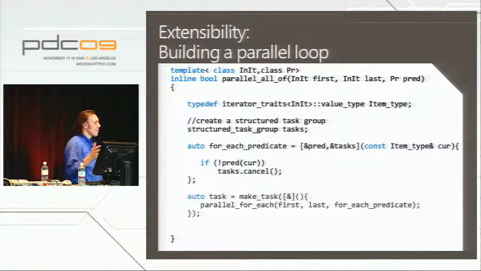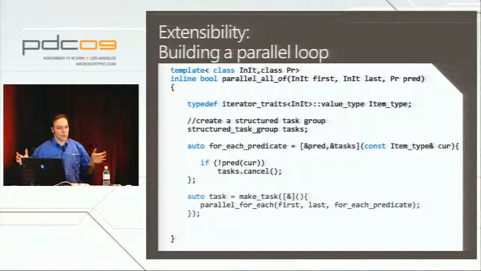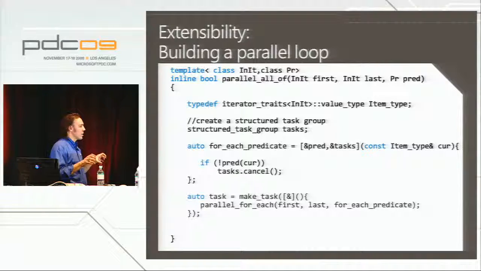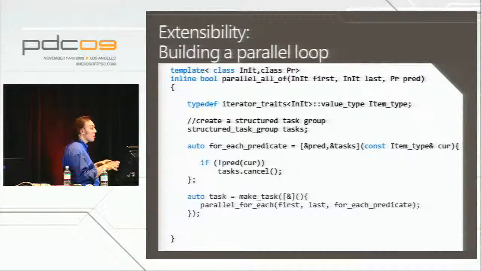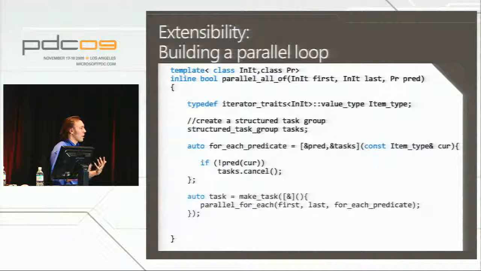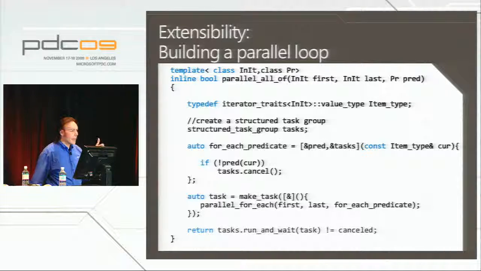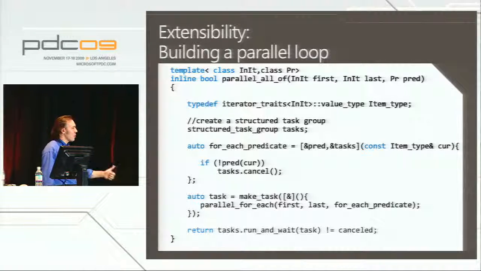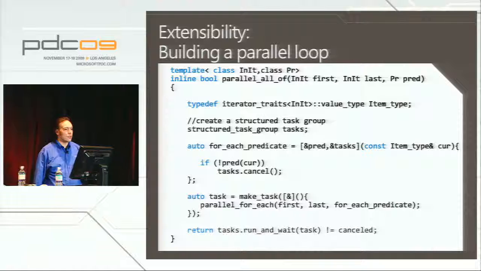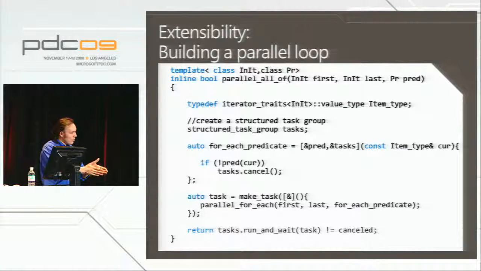Finally, I make a task out of that handle. That's because with structured task groups, you're responsible for actually managing the lifetime of that task. Where if you're using a task group, it's more freeform, and the runtime will actually handle that for you. And then I'm just going to return tasks.runAndWait not equal to canceled. So this says, run this task here on this thread that you're currently on and wait for it.